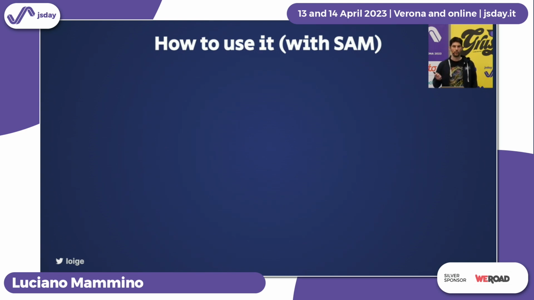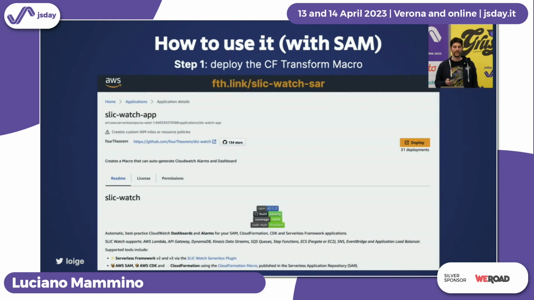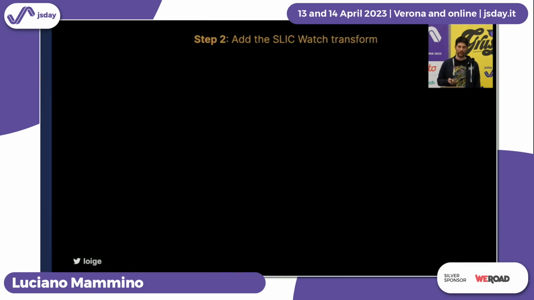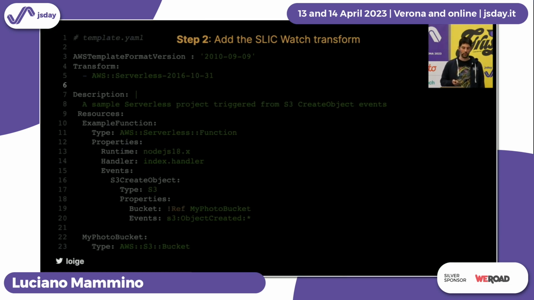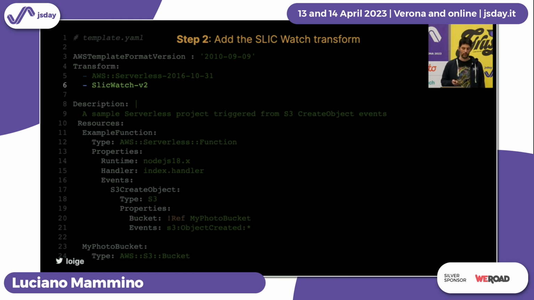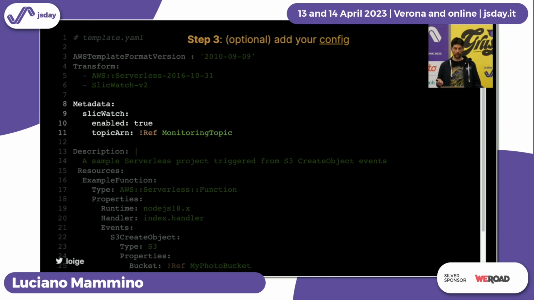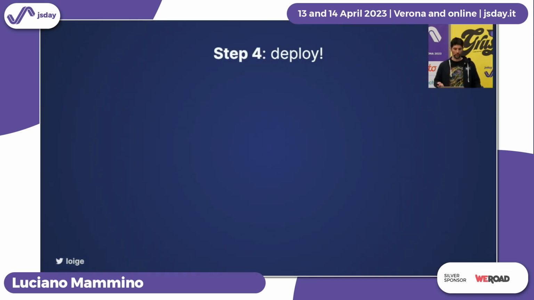Now, I said that it works with different tools. It works with SAM, it works with CDK, it works with Serverless Framework, but I just want to show you how to deploy it with SAM. There is a macro that you need to install, so you just follow the link and install it in your own account. And then basically, you just need to add this line to your template, and then you deploy that, and off you go. Of course, you can customize the configuration, but that's pretty much all you need.